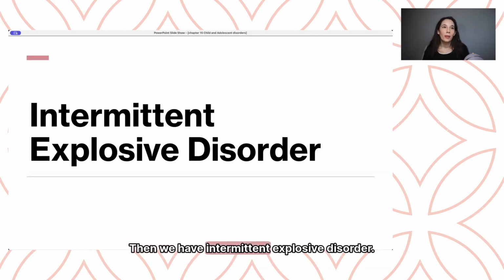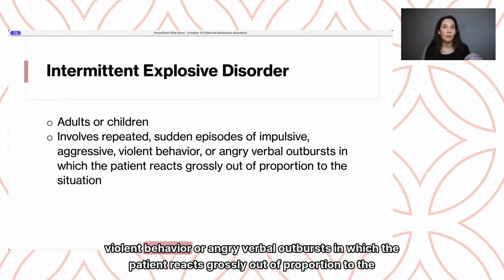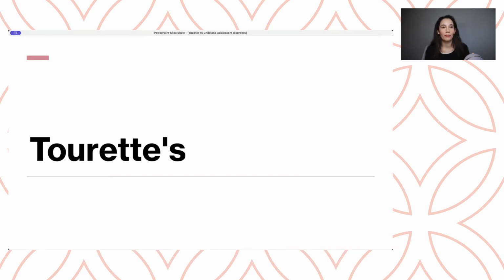Then we have intermittent explosive disorder. So this can be in adults or children and involves repetitive sudden episodes of impulsive, aggressive, violent behavior or angry verbal outbursts in which the patient reacts grossly out of proportion to the situation.